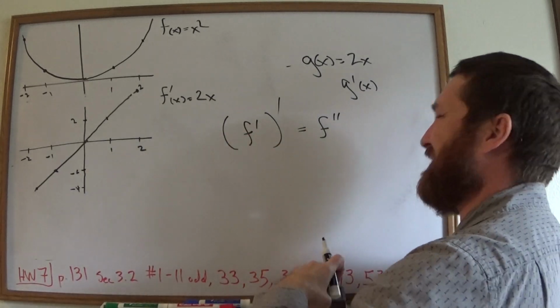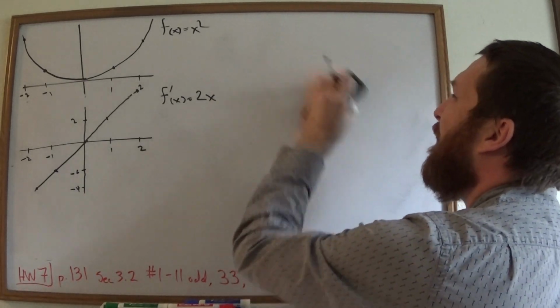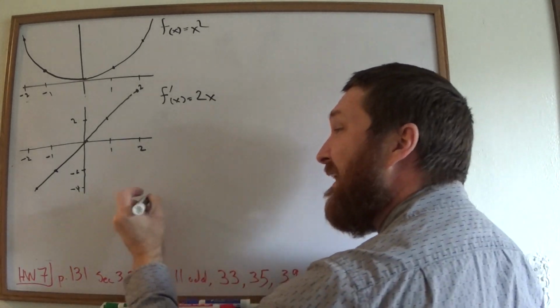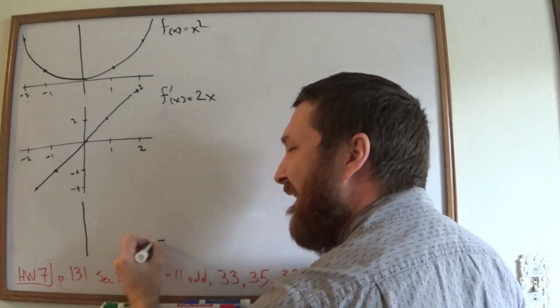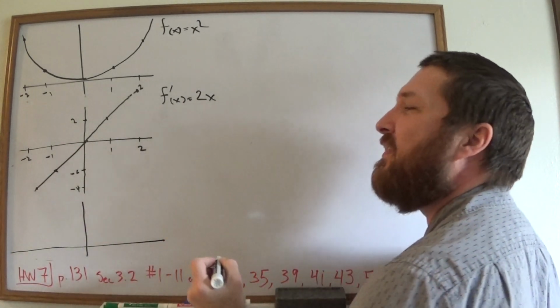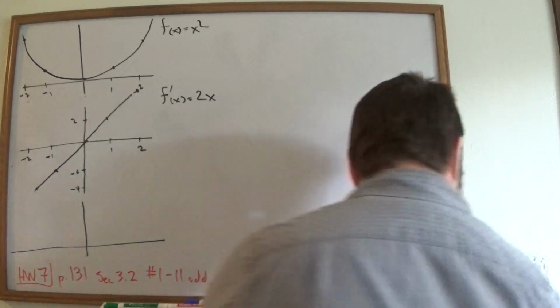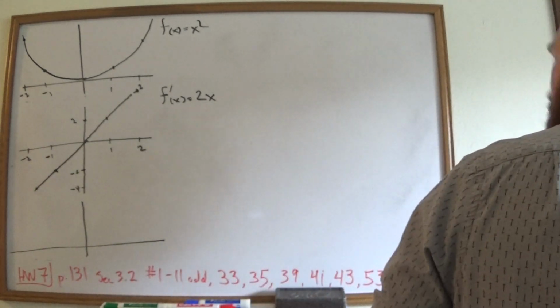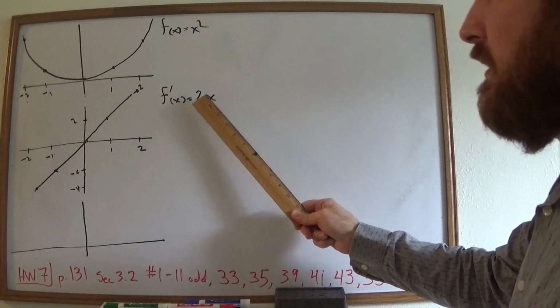We're not going to plug this into anything. It's just 2. Because the slope is always 2.